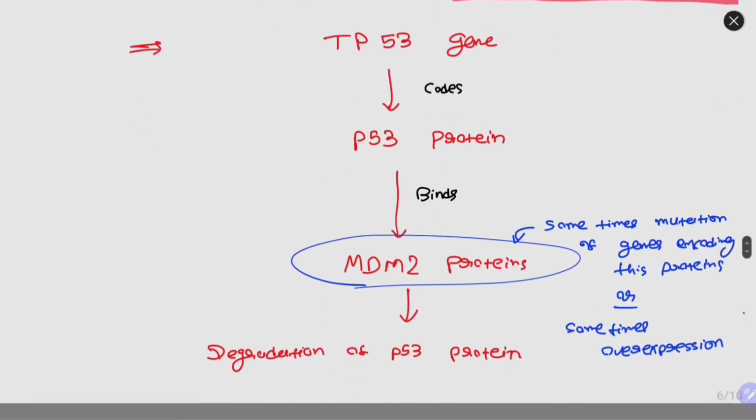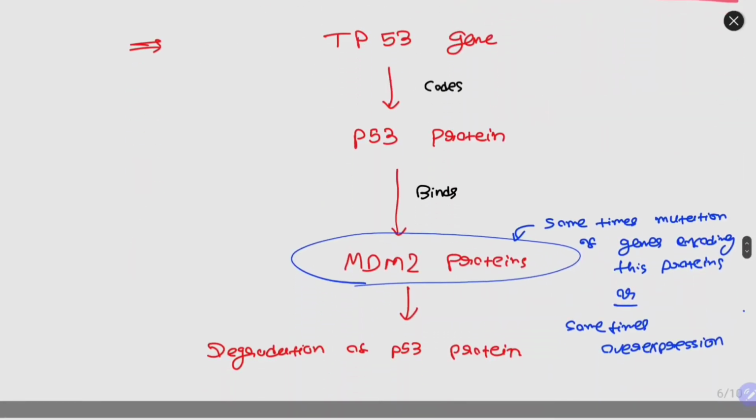So guys, let's talk about the TP53 gene. What does this TP53 gene do? As it is a gene, transcription would always be there, so it will be coding something. What does it code? It codes the P53 protein. And what does this P53 protein do? We will study the work of the P53 protein, but in normal circumstances, this P53 protein is formed and it is bound to MDM2 protein, and this MDM2 protein causes degradation of P53 protein.